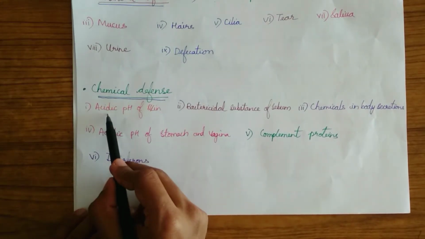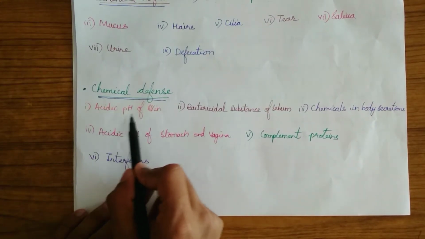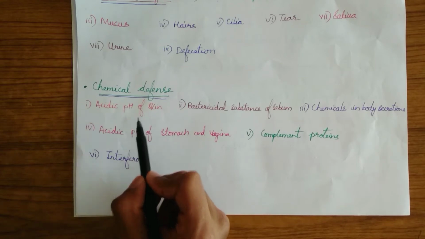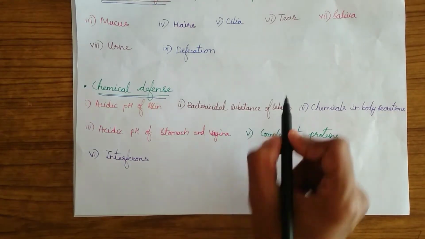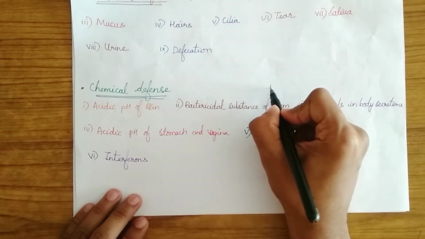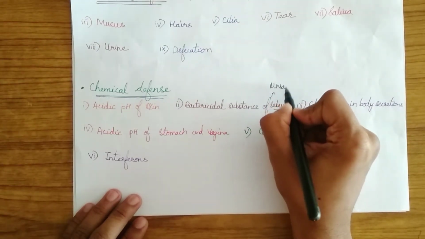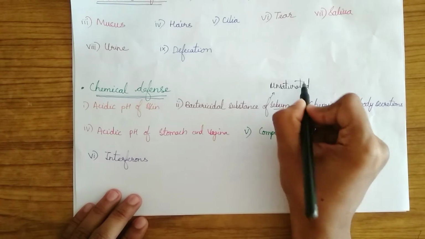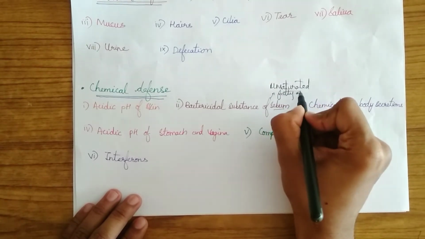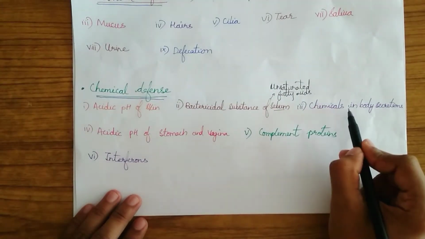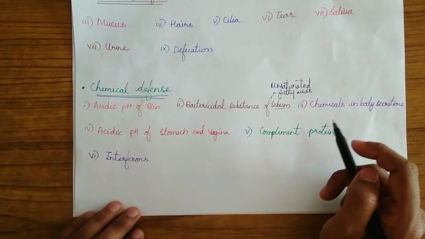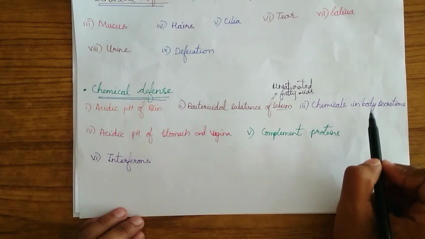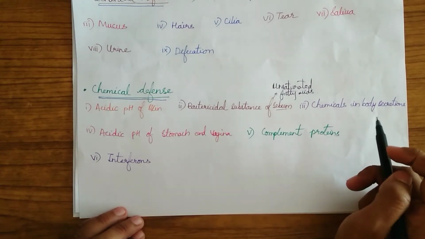Chemical defense. Acidic pH of skin. Skin is actually a little acidic, which helps to clear the microbes. Bactericidal substance of sebum. Sebum contains unsaturated fatty acids which help in destroying the microbes. Chemicals in body secretions. In body secretions such as saliva and gastric secretion, there are many chemicals which react with the microbes and kill them.